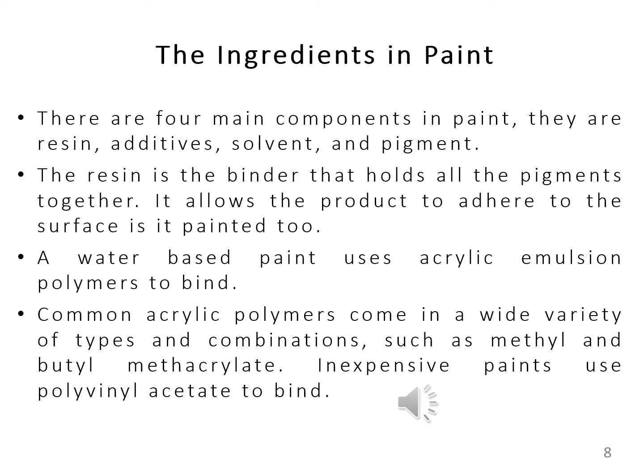In the manufacturing of paints, resins are required, different additives are added, and solvents and pigments are used. The pigments give the color to the paint. The resin is a binder that holds all the pigments together. It allows the product to adhere to the surface being painted. So the main function of pigment is to give color to the paint, while the resin works as a binder.